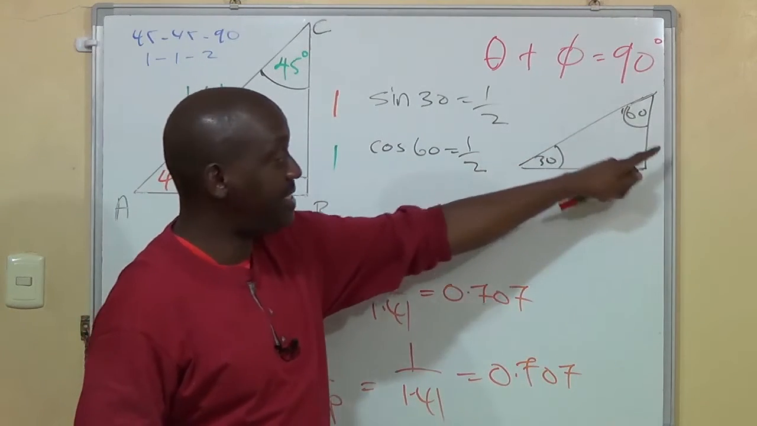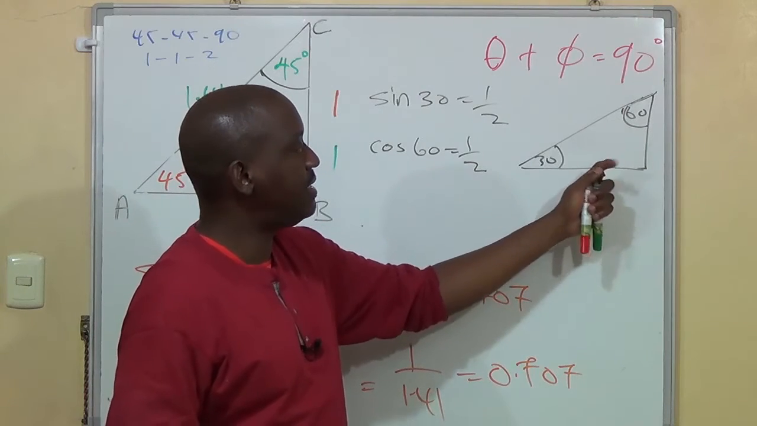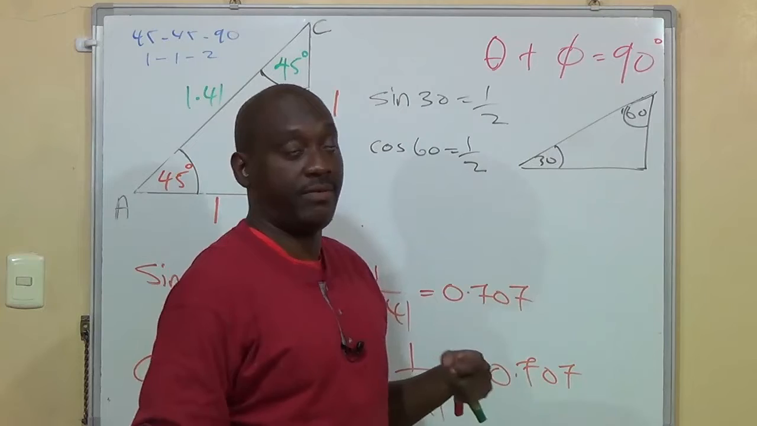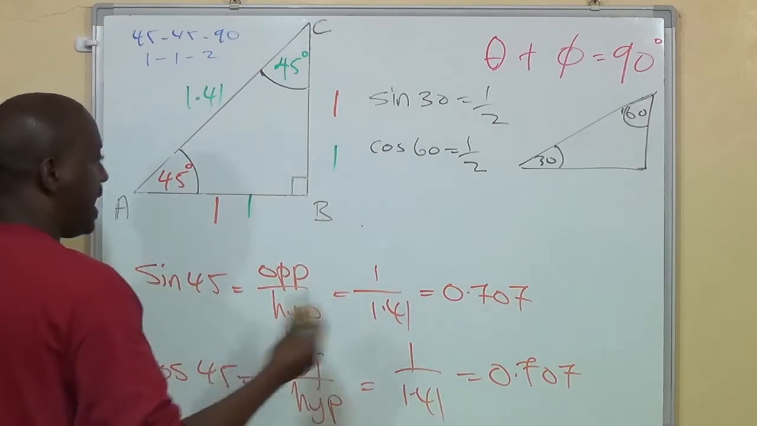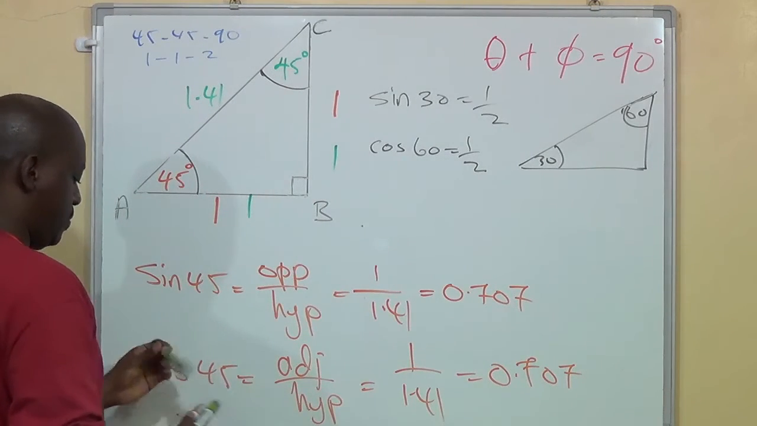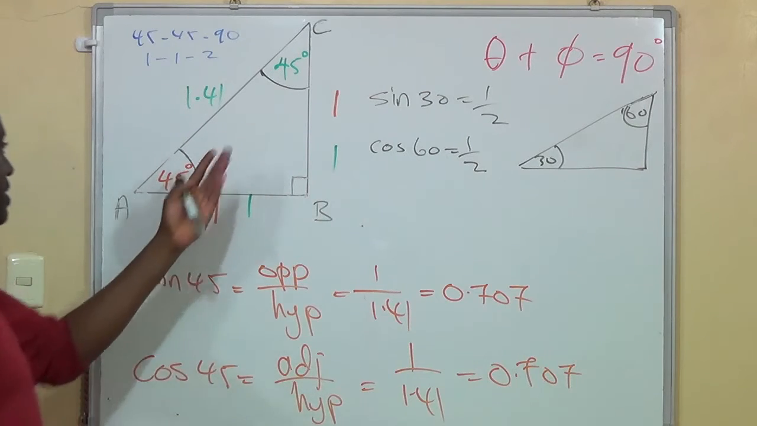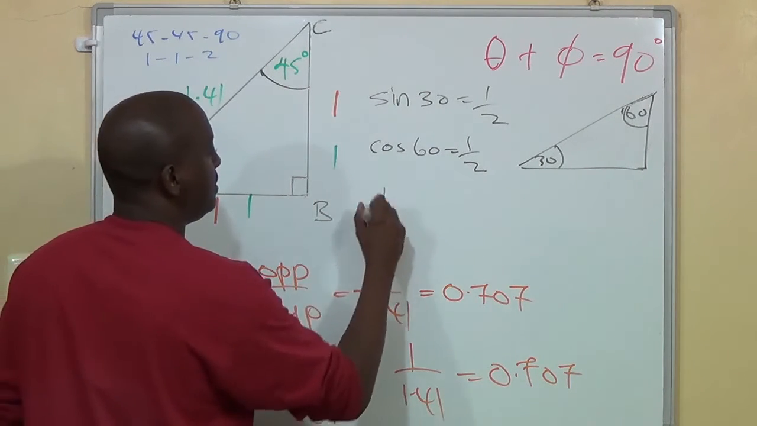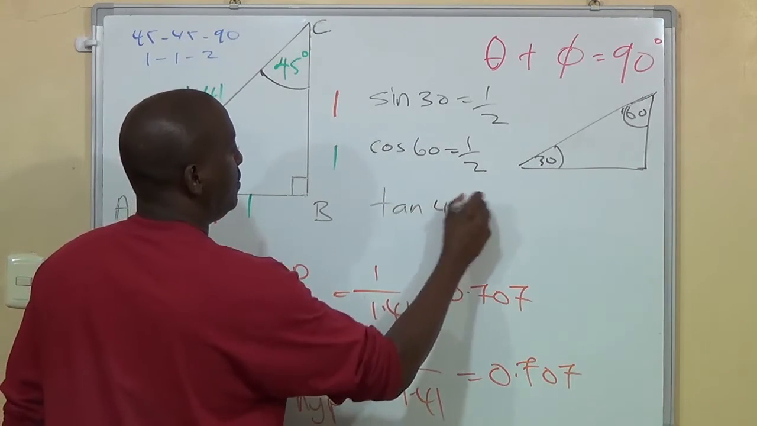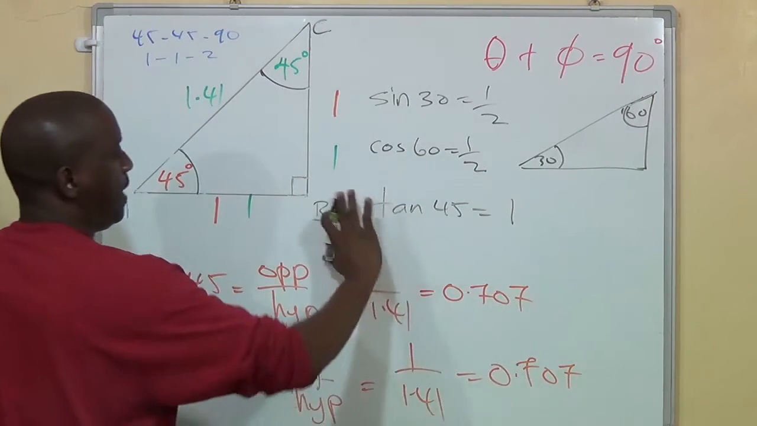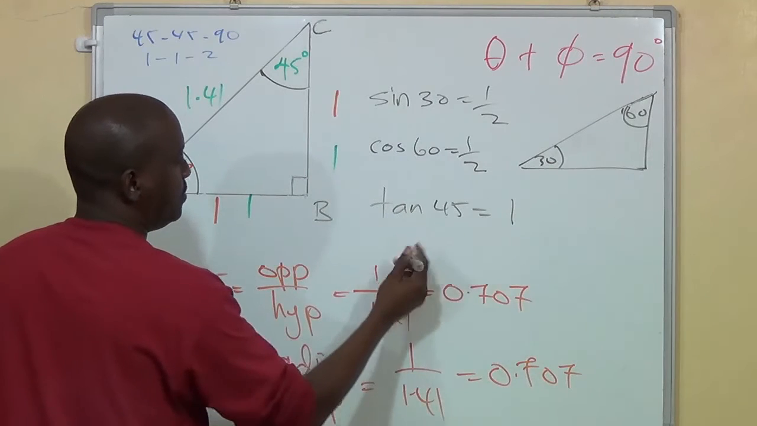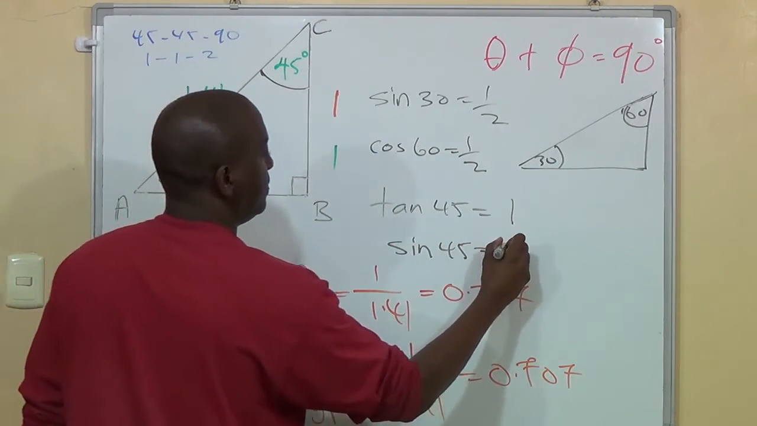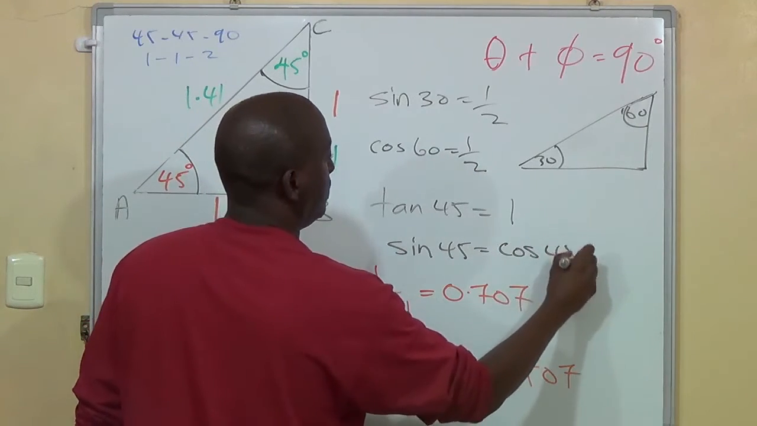Good? So there will be the same sides, it's just that the name of the side would be different because of a difference in the reference angle. And by the same token, we could say, too, using this triangle, that the tangent of 45 is equal to 1. And what that will lead us to is to realize that the sine of 45 is equal to the cosine of 45.